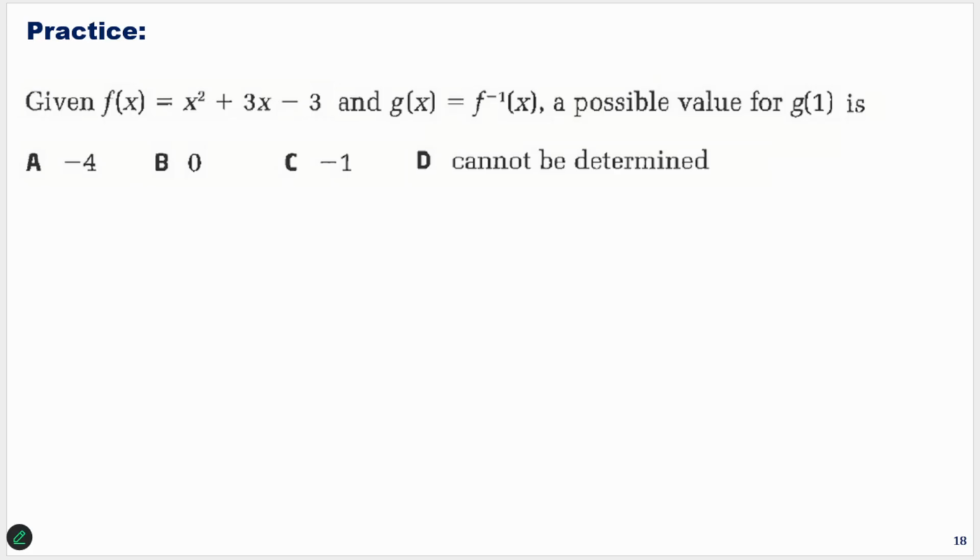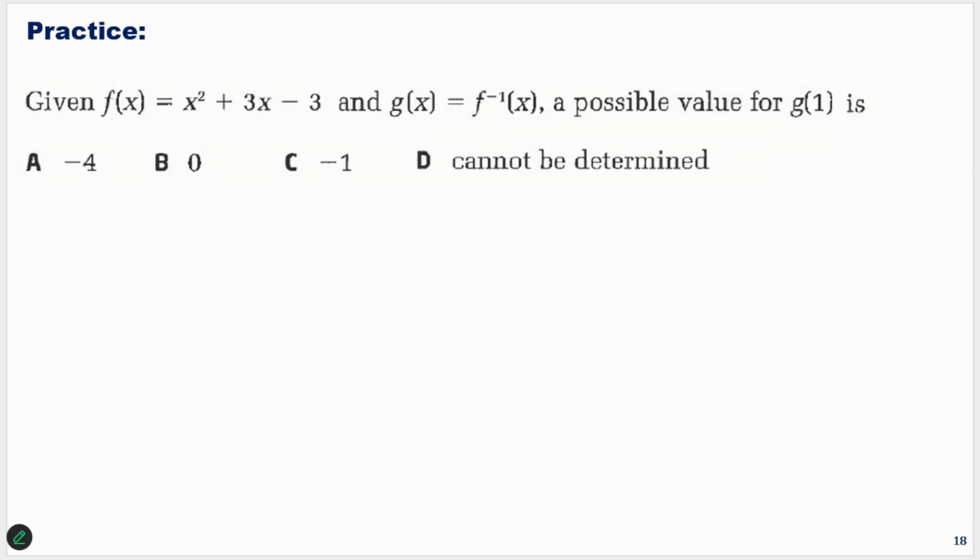Is it A? Yeah, that's so. Can you show me your method? I plugged in 1 as one of the possible values, so 1 equals x squared plus 3x minus 3, and then I solved that and I got x could equal 1 or negative 4, so it's A. Yes. So the correct option is A, right? Yeah. This question really checks your understanding of a function with its inverse.